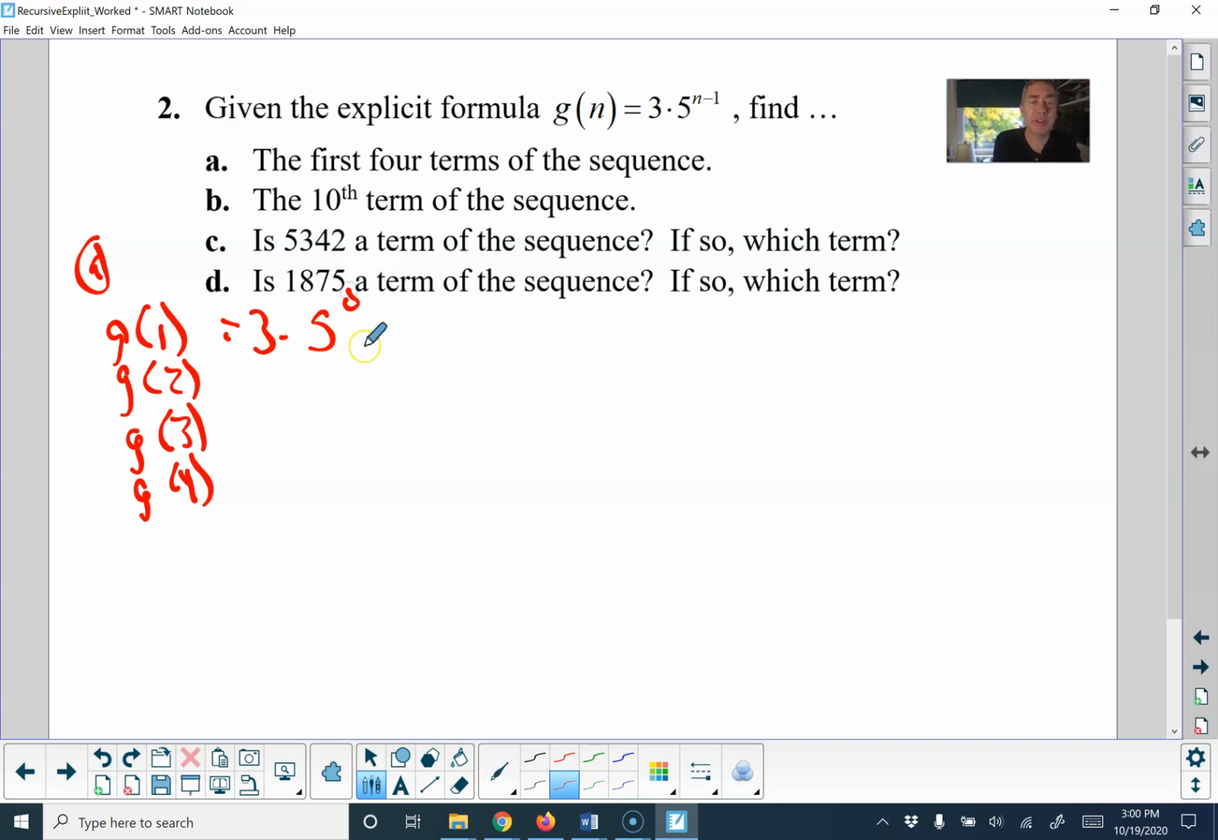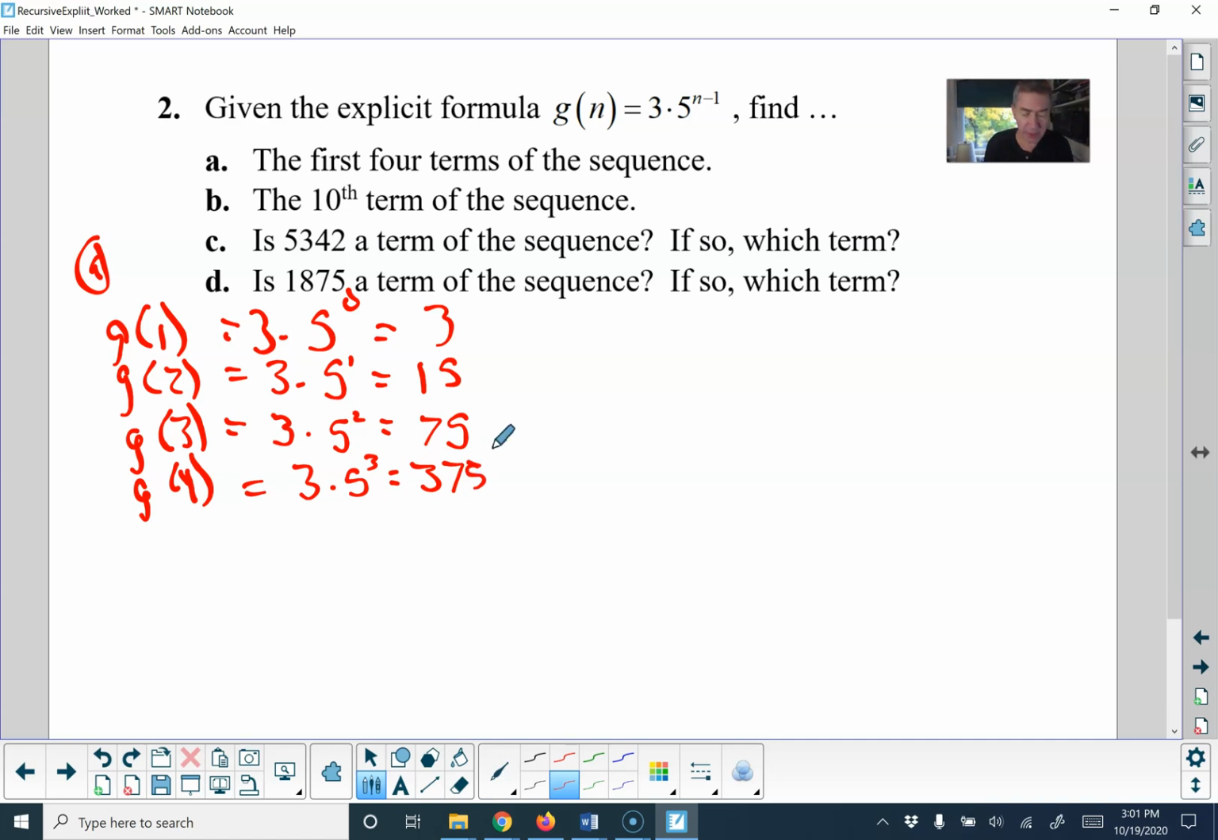So that's 3 times 5 to the 0 power. Anything to the 0 power is 1. 3 times 1 is 3. G of 2, 3 times 5 to the first power is 3 times 5, 15, because we plugged in 2, and 2 minus 1 is the exponent. G of 3, the exponent is 3 minus 1, so the exponent is 2. 3 times 5 squared. 3 times 25 is 75. And G of 4, 3 times 5 cubed is 3 times a big number. 3 times 125 is 375.